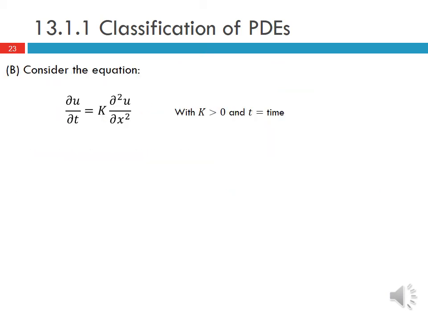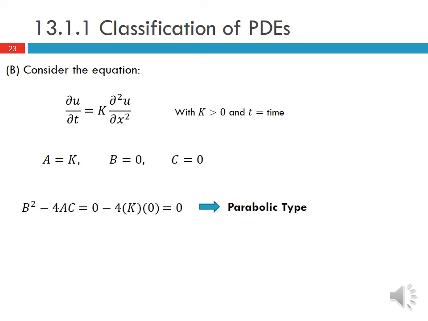So let's look at another example. Consider the equation here with k greater than 0 and t equal to time. So here A is equal to k, B is equal to 0, and C is equal to 0, comparing back with our characteristic equation for the PDE. So our B squared minus 4AC is equal to 0 minus 4k times 0, which is equal to 0. So that means this is a parabolic PDE.